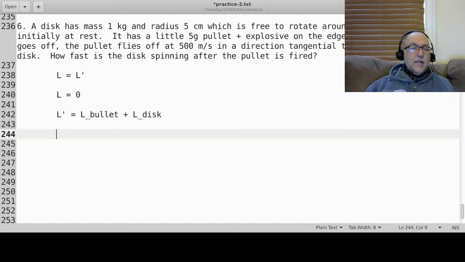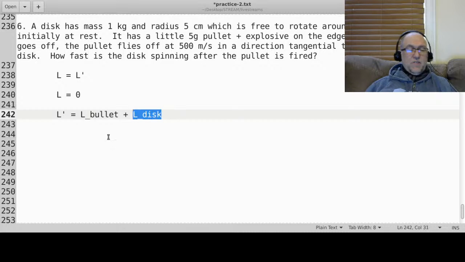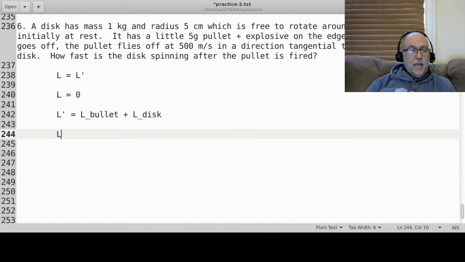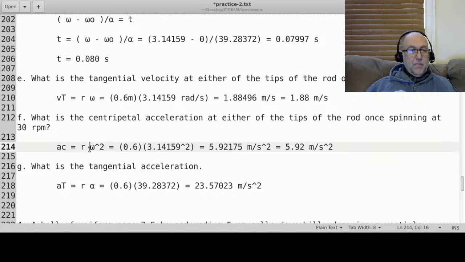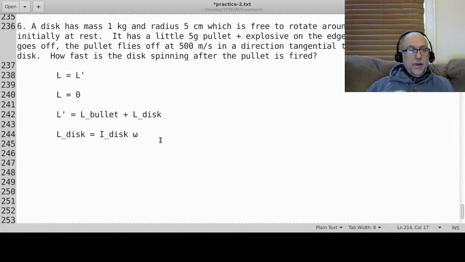How do I calculate, say, the angular momentum of the disk first, because that's the easiest one? This is where the definition of angular momentum comes in. It's the moment of inertia of the disk multiplied by the angular velocity. Let me get an omega from up here. It's the angular velocity of the disk, and this is after the explosion. I guess I could put a little prime there, but it's going to make a mess if I do. So it's basically the moment of inertia of the disk multiplied by the angular velocity of the disk.